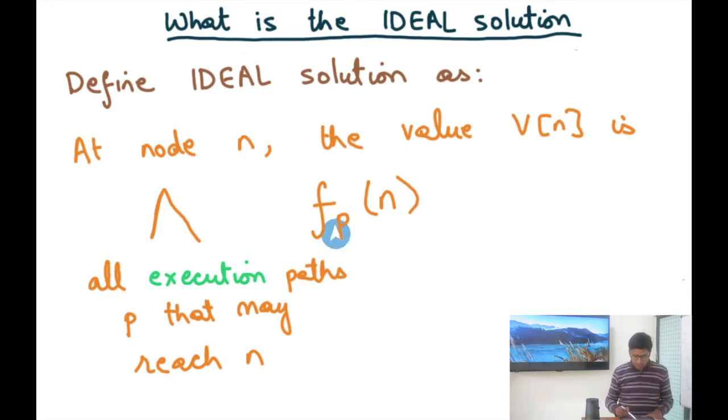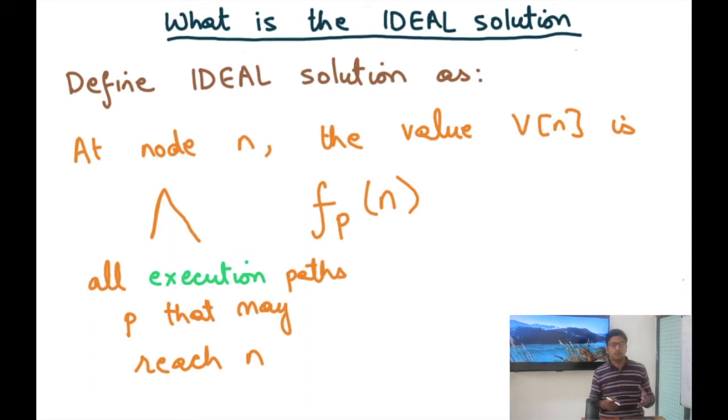So we take fp of n. For a node n, we want to compute the value vn. For a forward data flow analysis, maybe we want to compute the in of a basic block. For a backward data flow analysis, maybe we want to compute the out of a basic block. Whatever it is, I'm representing it using this identifier called v. Then if I take the meet over all the possible values that may reach that program point, that would be the right answer.